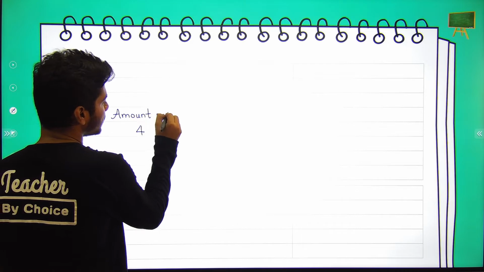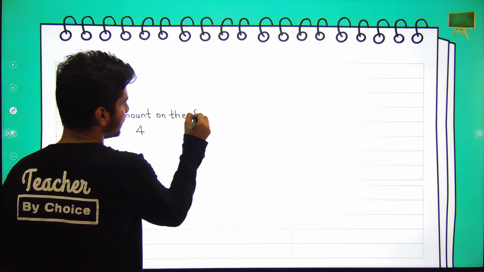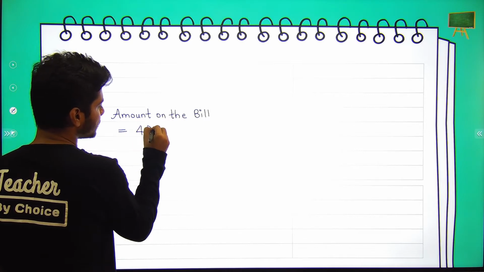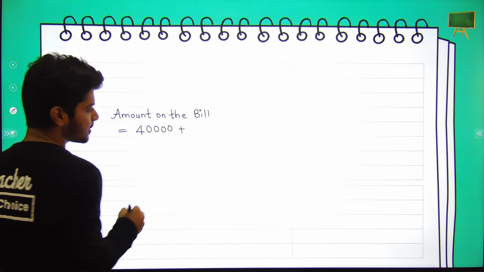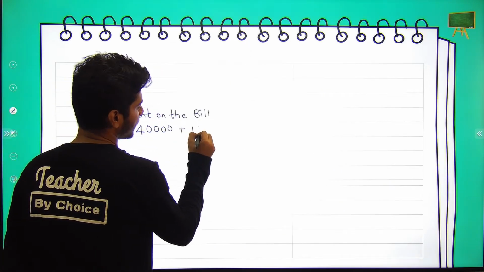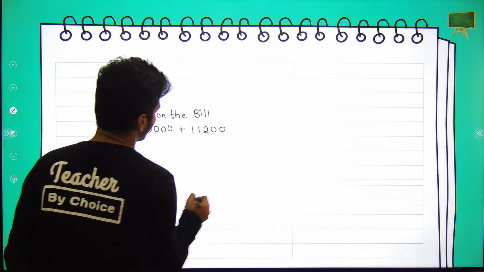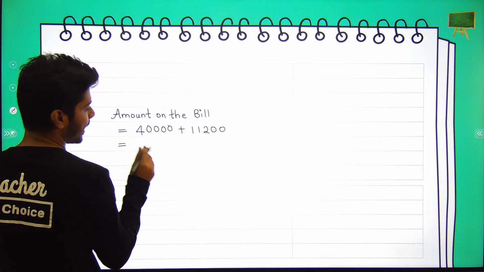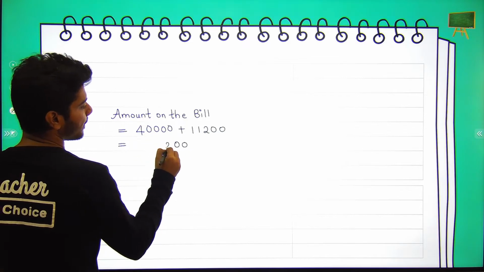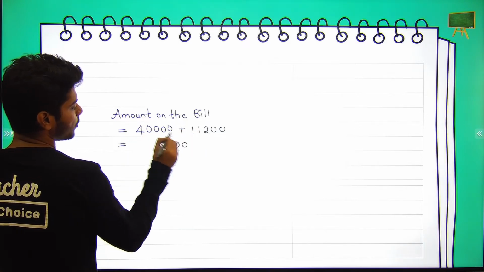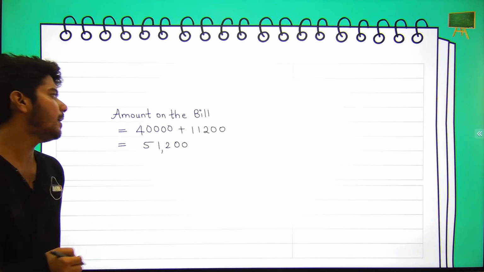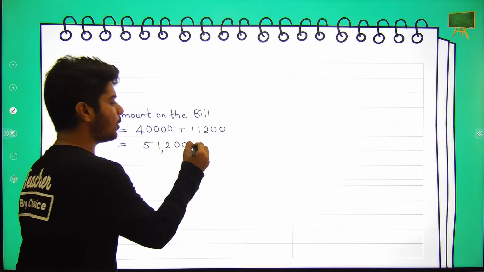Amount on the bill is equal to 40,000 plus 11,200. Okay, now see how we'll add these two zeros. And here 4 plus 5 is 9, 1 plus 1 is 2 — 51,200 rupees. Okay, now this is the total amount on the bill.